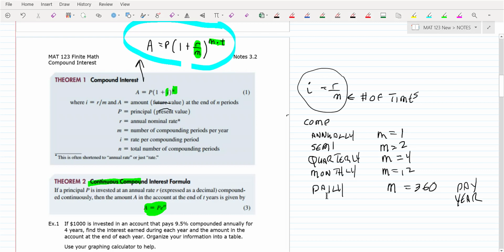Daily? 360 is what we typically use. They will pretty well tell you, when you're working homework and such, they're usually going to say use a 360-day year. On the final exam, I'd say the same thing. If that showed up, I would say use a 360-day year. That's a common business practice.